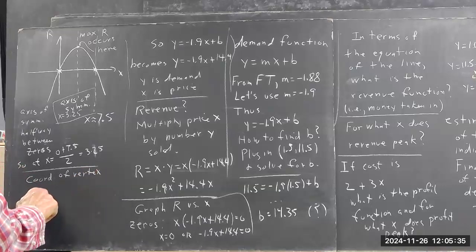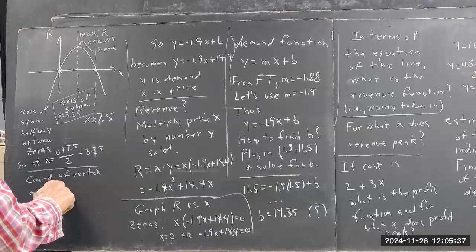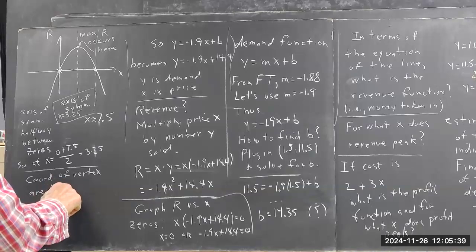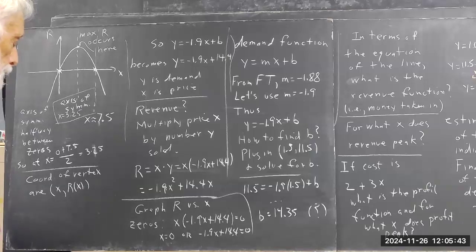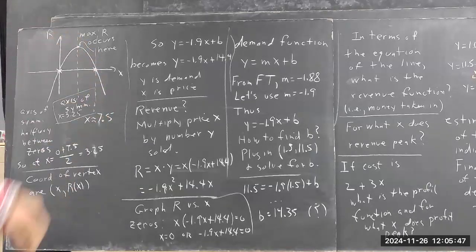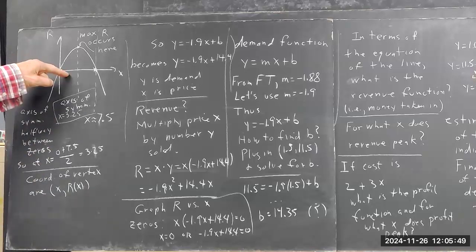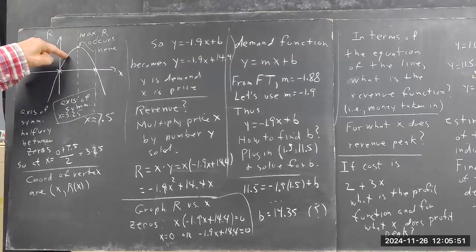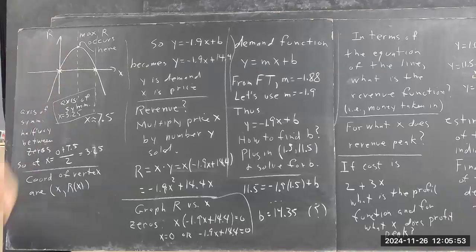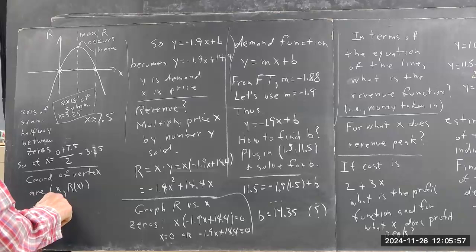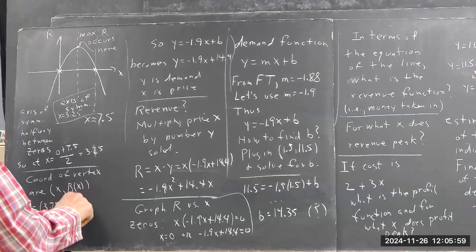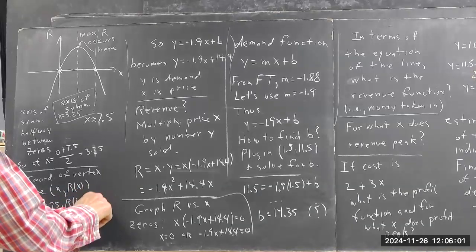Coordinates of the vertex are x and R of x. This is a graph of R of x. Give you an x coordinate, then R of x is a y coordinate. That is 3.75, R of 3.75.